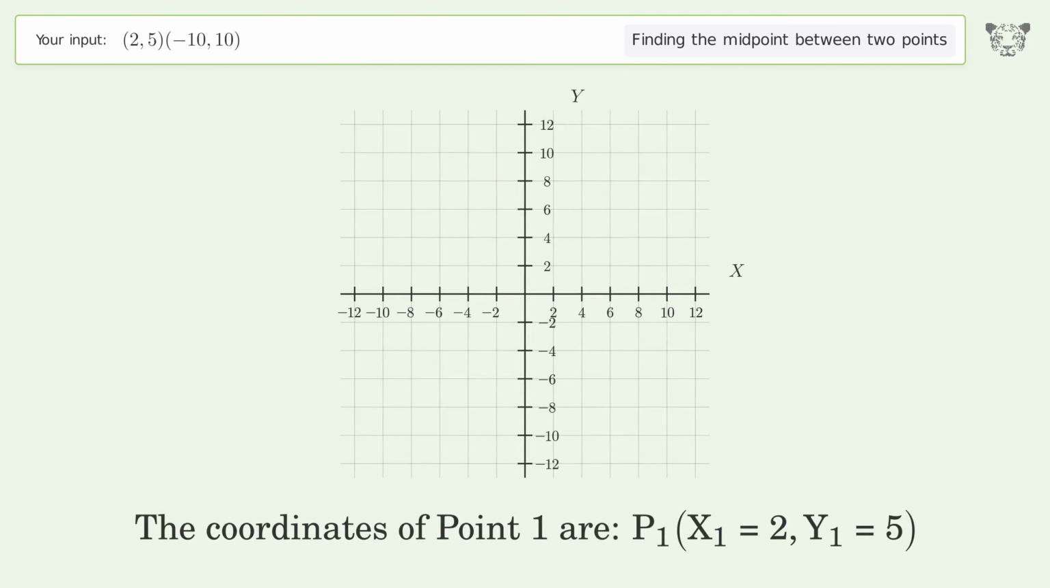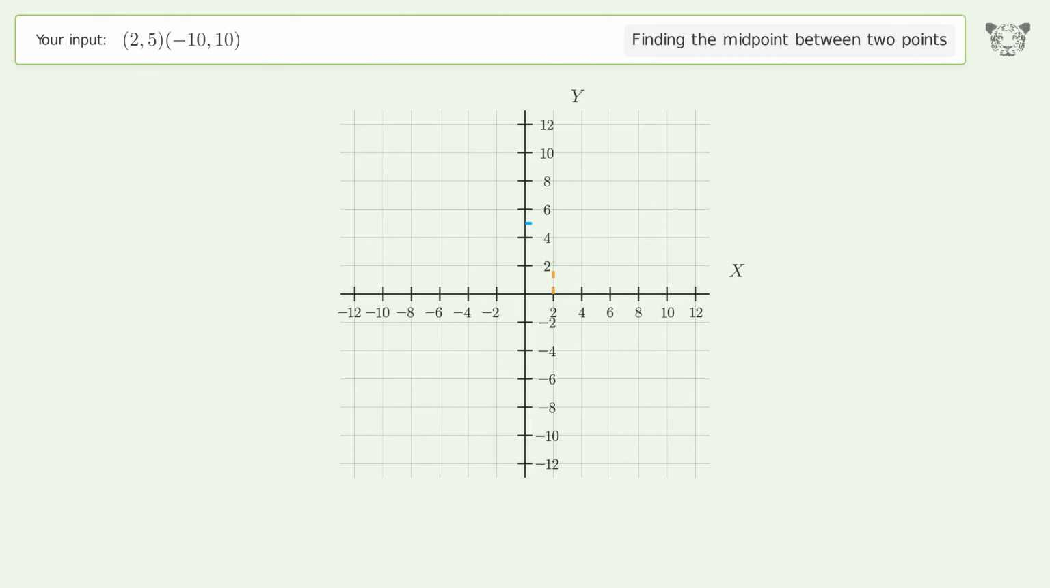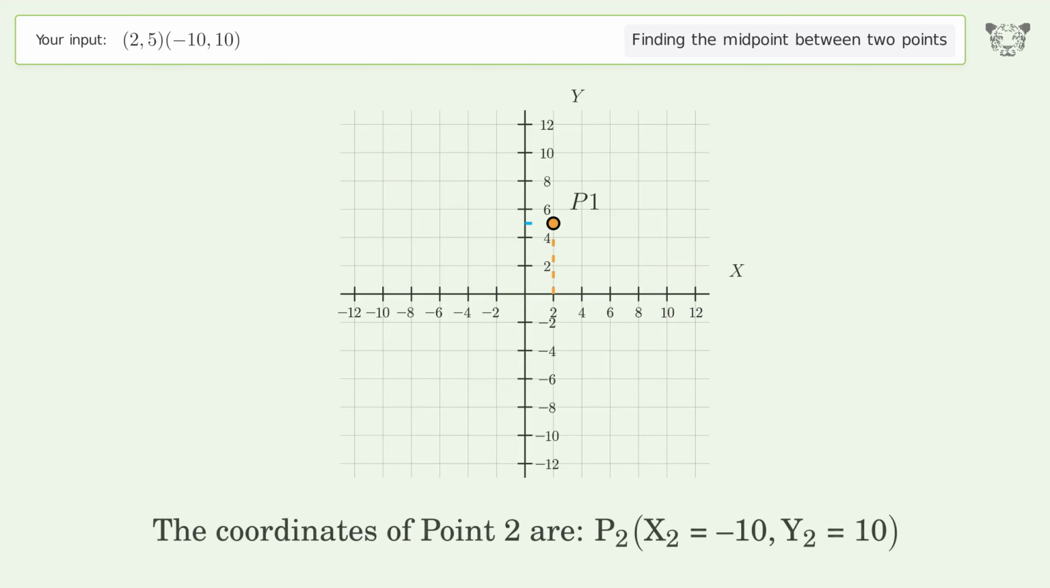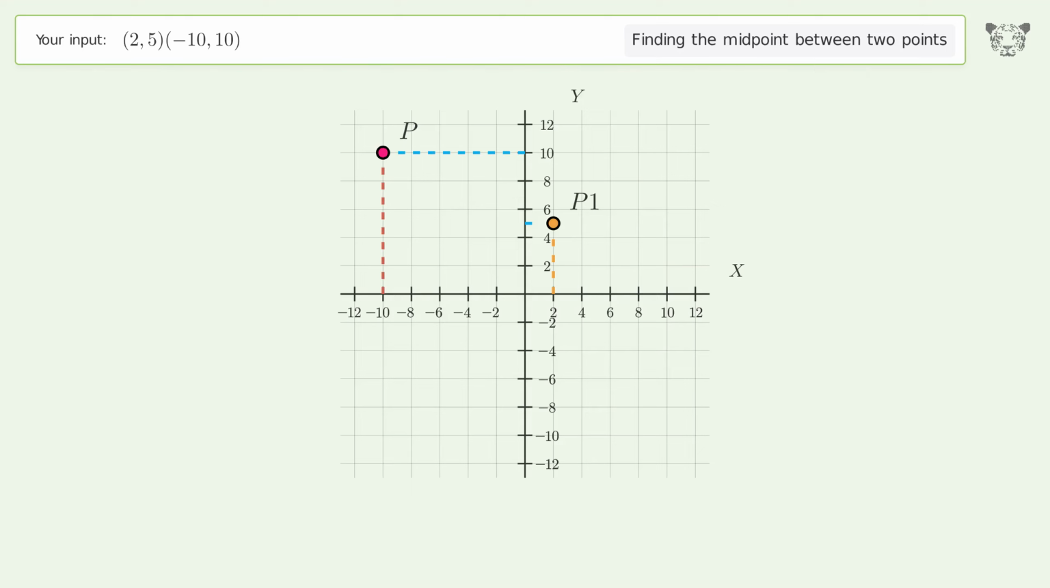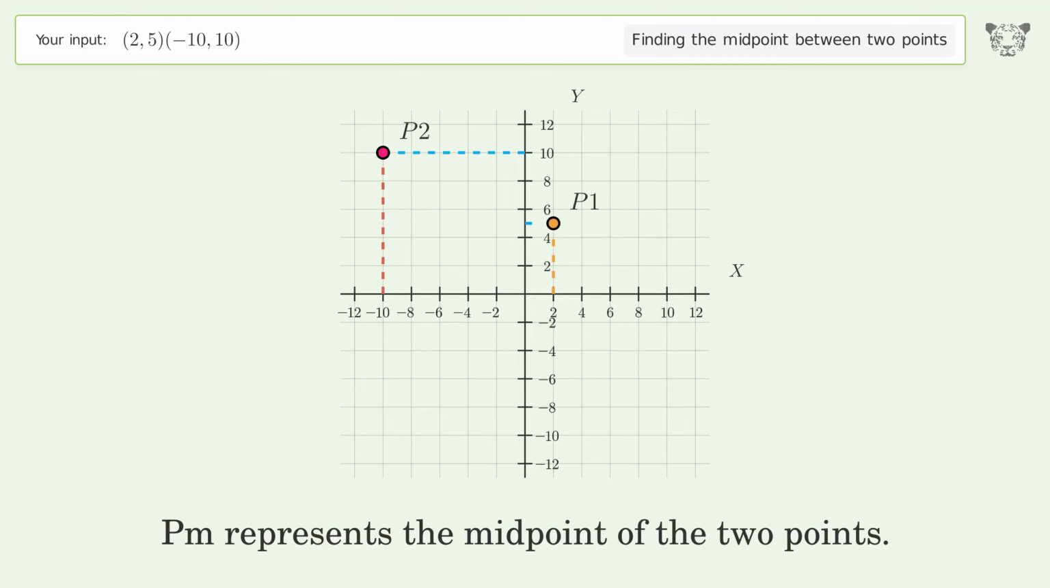The coordinates of point 1 are x1 equals 2, y1 equals 5. The coordinates of point 2 are x2 equals -10, y2 equals 10. PM represents the midpoint of the 2 points.